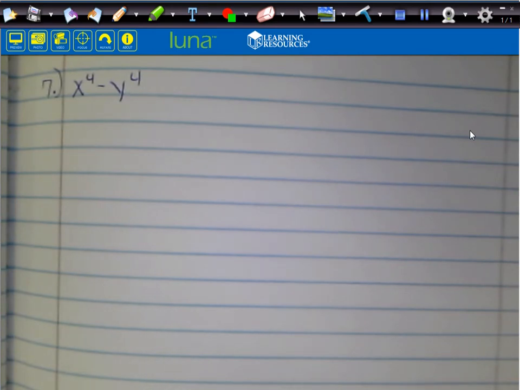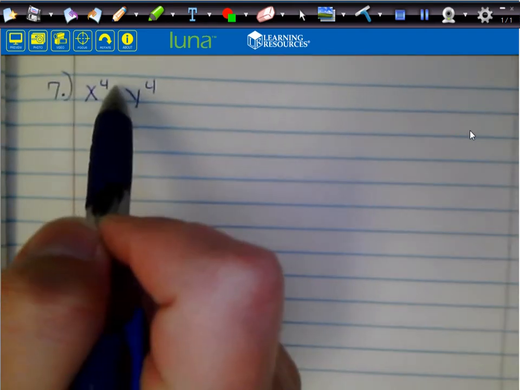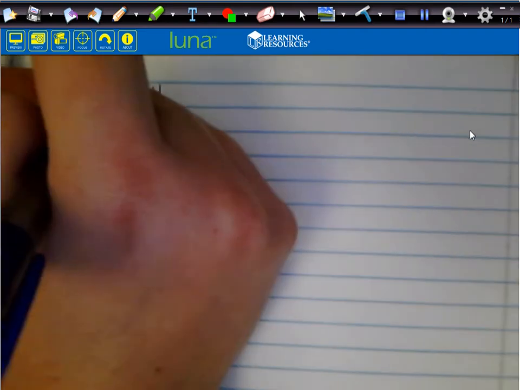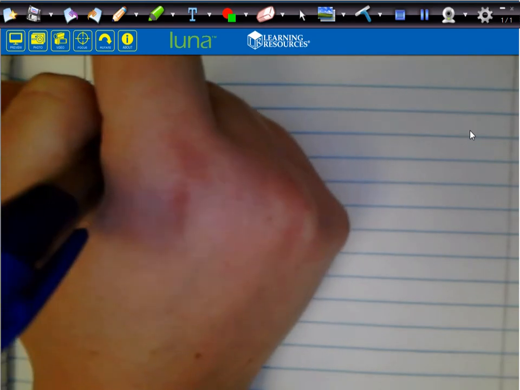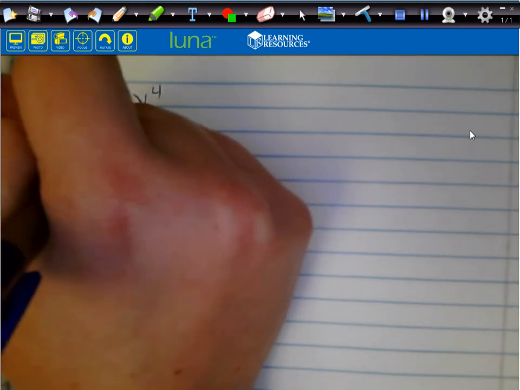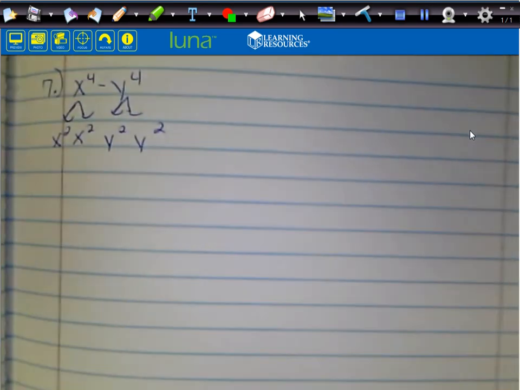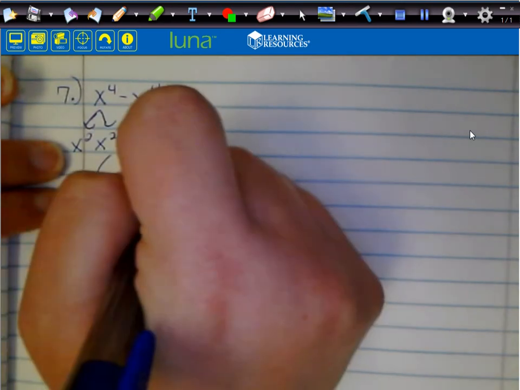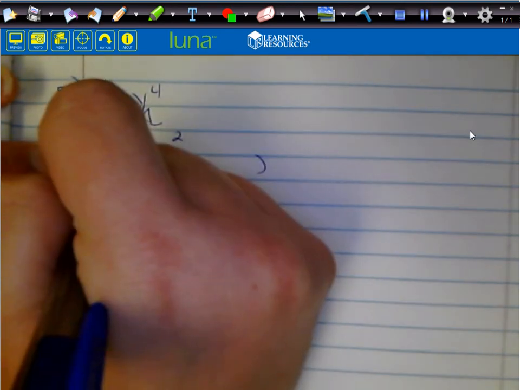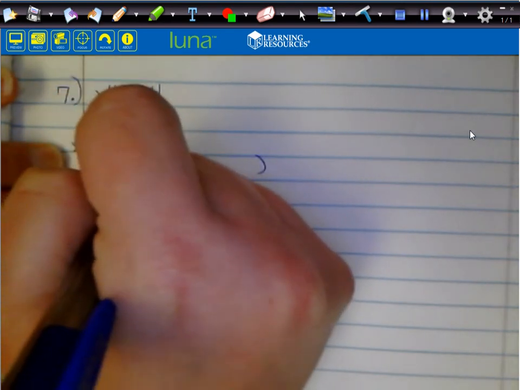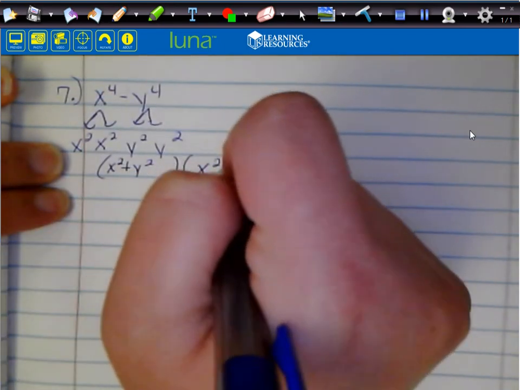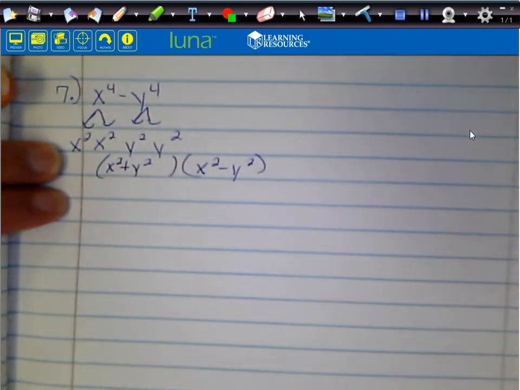Then I look to see if they're perfect squares. X to the 4th is, because you can do x squared and x squared. So is y to the 4th for y squared and y squared. And I have my minus sign in the middle, so I can do the difference of perfect squares. So I'm going to split it up and say x squared and x squared and y squared and y squared. So then I'm going to do my two sets of parentheses. I'm going to say x squared plus y squared and x squared minus y squared.